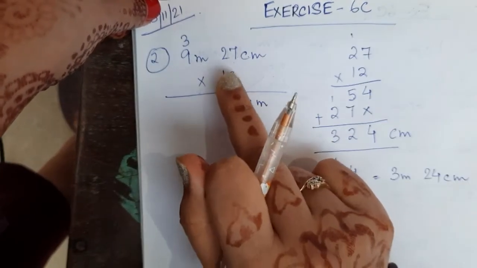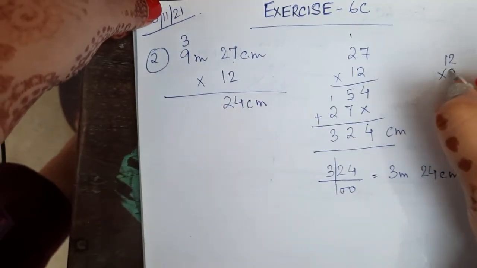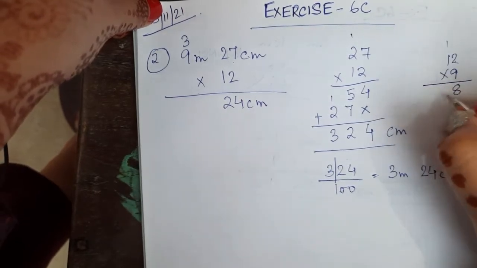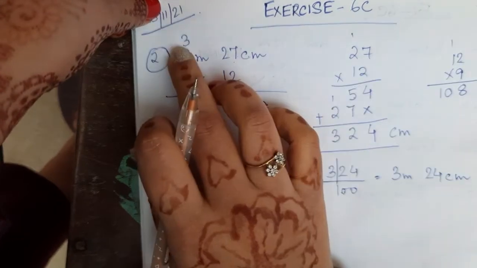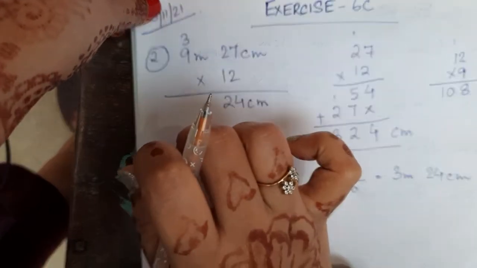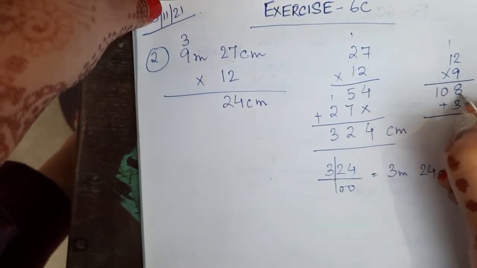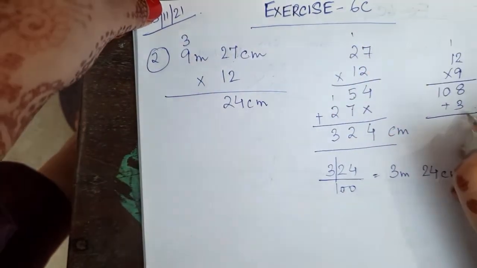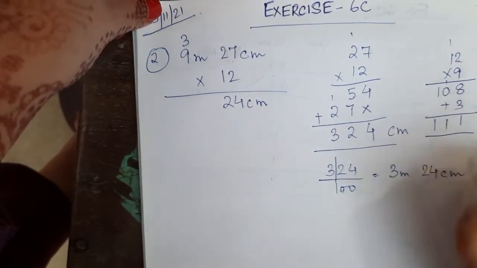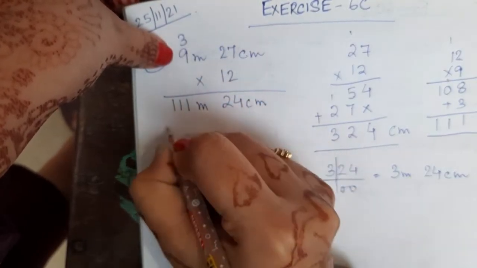Now we are going to multiply 12 into 9. 12 into 9 is how much? 12 into 9 is 108. 9 2s are 18. 9 1s are 9 plus 1, 10. 108 and 3, what do we do? When we are carrying forward a number in multiplication, what do we do? Yes, we add plus 3. 8, 9, 10, 11. 1, this one and this one will come down. 111. So write 111 meter.